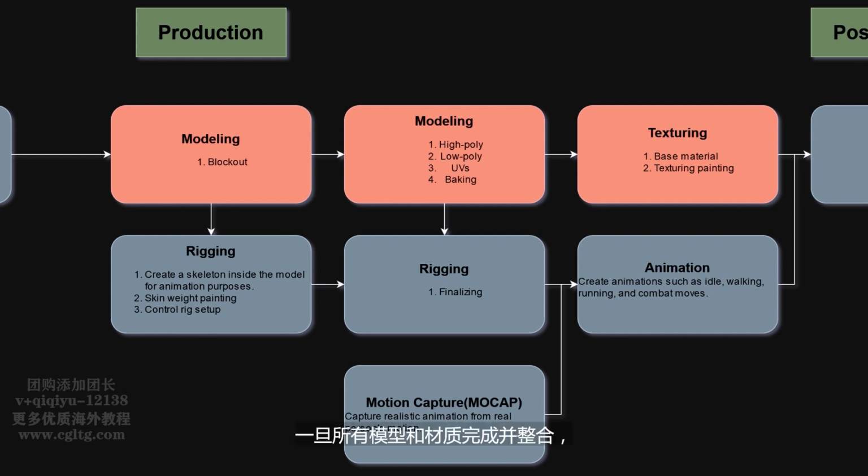Once all the models and textures are completed and integrated, we can consider the production of this asset finished. Typically, the asset will be integrated into the game engine for further adjustments. But this course will not cover the game engine part, so we will focus on lighting and rendering next.